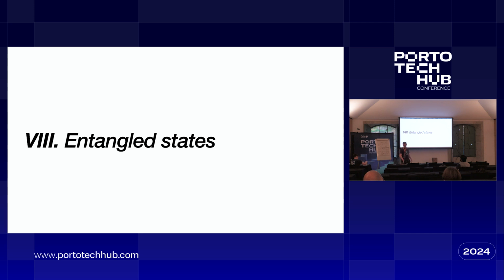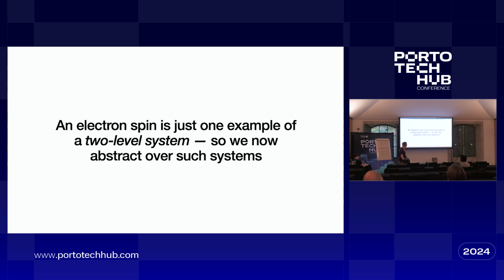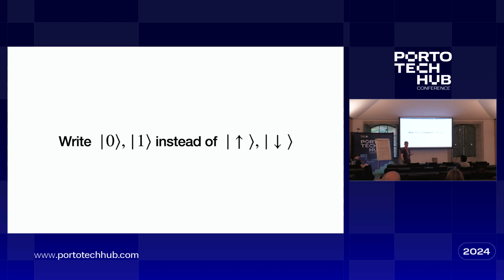All right. Okay. My favorite topic is entanglement. I love it. It's awesome. An electron spin is just one example of a two-level system. Now we want to go a bit more abstract. I was talking about electron spins because it's something that you can at least a little bit have some physical intuition about.